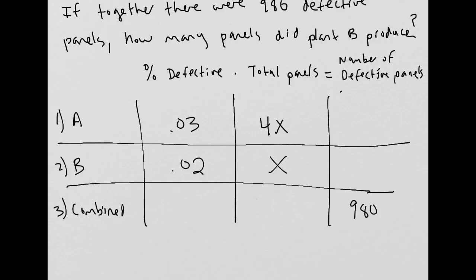Okay, so now I want to come up with a formula for just the number of defective panels produced at Plant A. Well, I would take my percentage times the number of panels produced at Plant A, and that would give me 4x times 0.03.